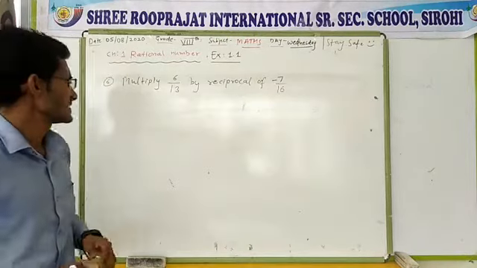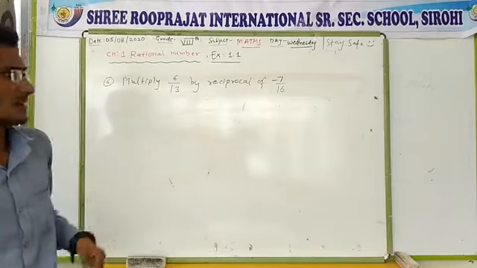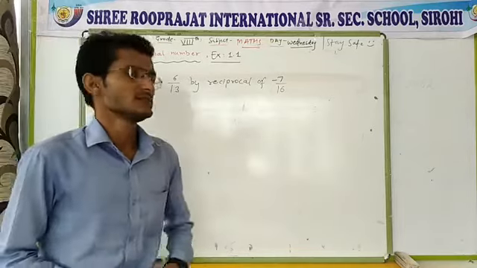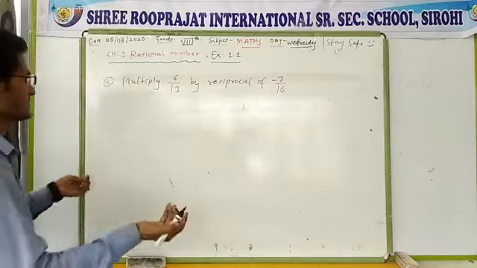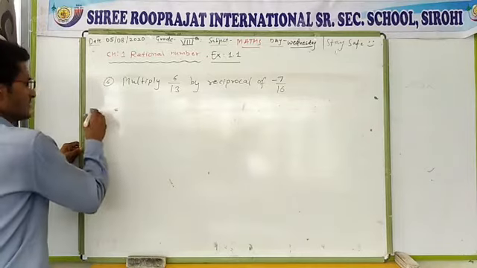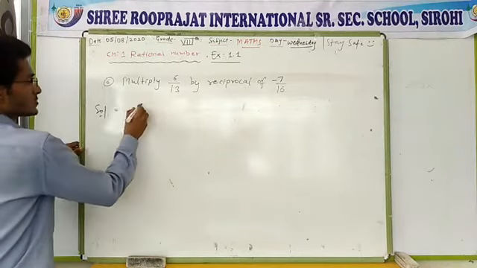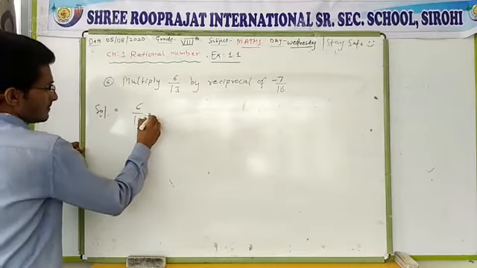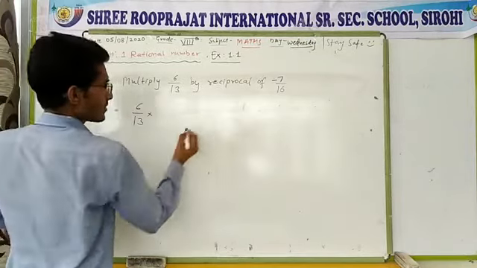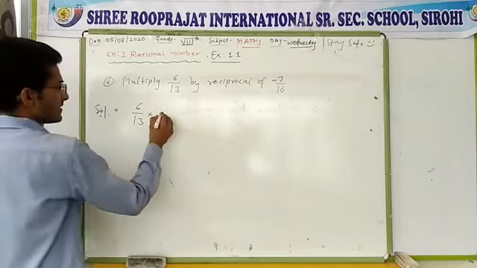Okay, so question number 6 is: multiply 6 by 13 by the reciprocal of minus 7 by 16. Very simple it is. You have to just simply solve it like it is given. So 6 by 13 multiplied by the reciprocal of minus 7 by 16.